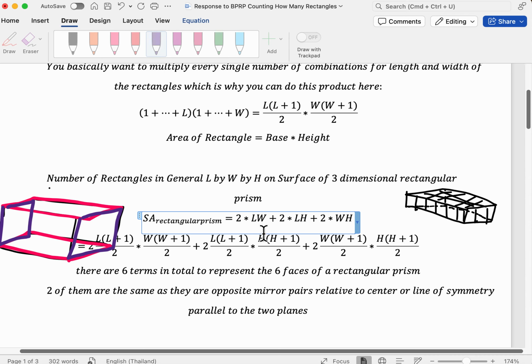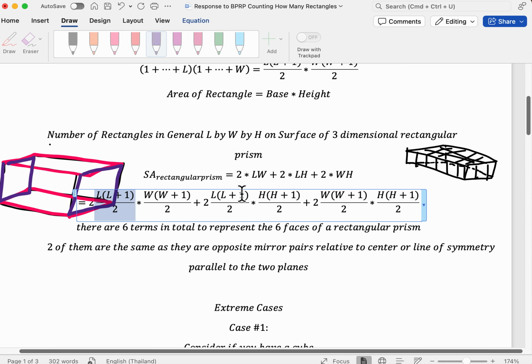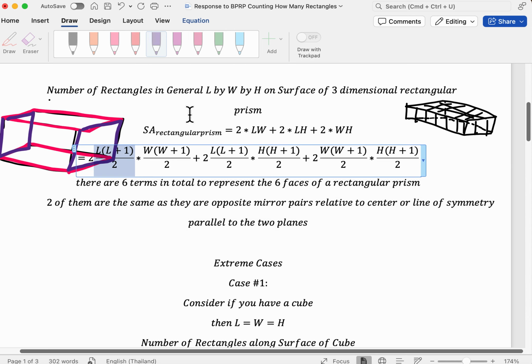So all we do in this case is replace the L, W, and the H with the corresponding sum of consecutive numbers here to get the corresponding triangular numbers. And boom, that gives the entire surface area of the rectangular prism.